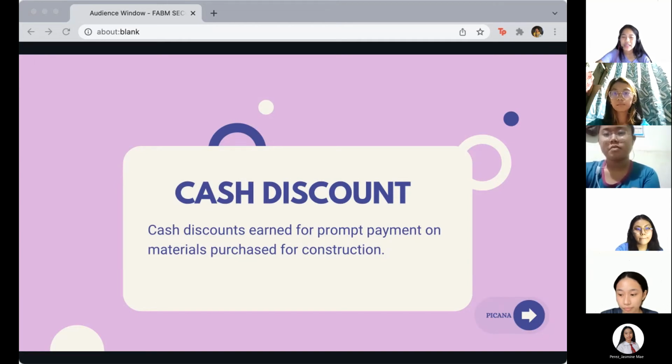Cash discount. Cash discounts earned from prompt payment on materials purchased for construction. It is to record a payment from the buyer to the seller that involves a cash discount. Now let me elaborate that further. Basically, you debit the cash account for the amount paid and debit a sales discount expense for the account for the amount of the discount and credit the account receivable account for the full amount of the invoice being paid.